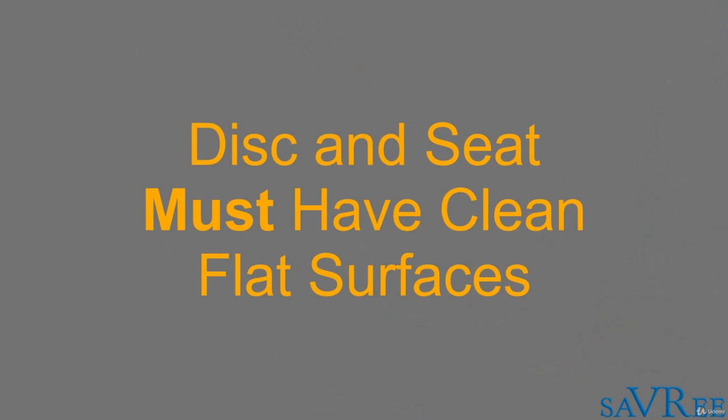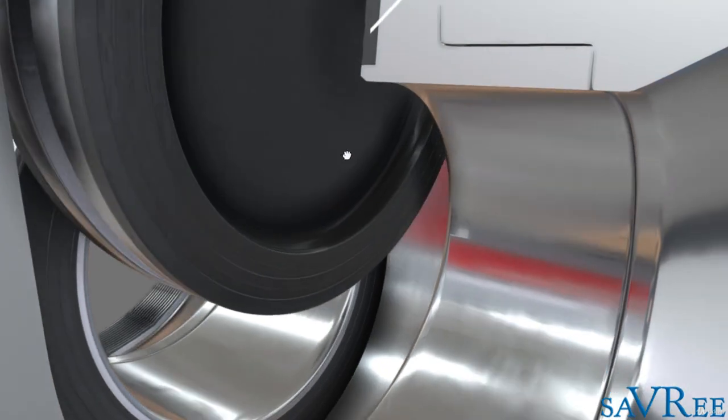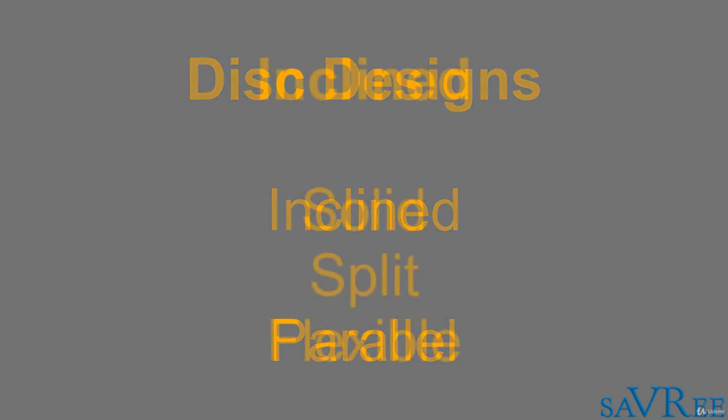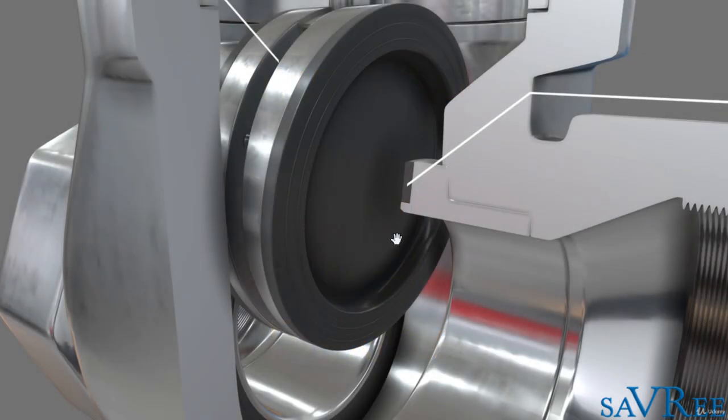So we already know that we can potentially use seat rings and we can replace the seat rings if the seat surface becomes damaged, but that still leaves the disc. The disc is going to be one of two designs. It's either going to be inclined or parallel. There are three different designs for inclined discs. These are actually referred to as solid wedge, split wedge and flexible wedge. And then we have the parallel disc, which is not an inclined disc. So there are three designs that are inclined and one design which is actually parallel, which is two flat surfaces.